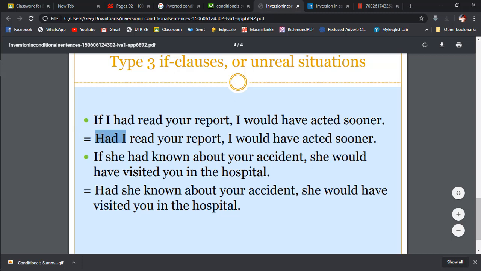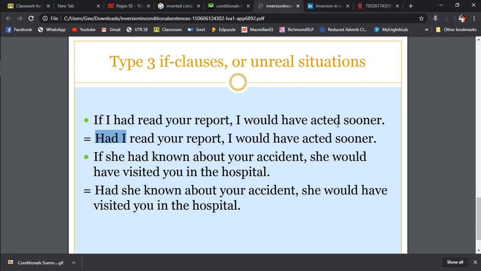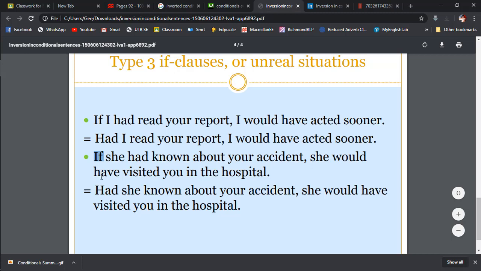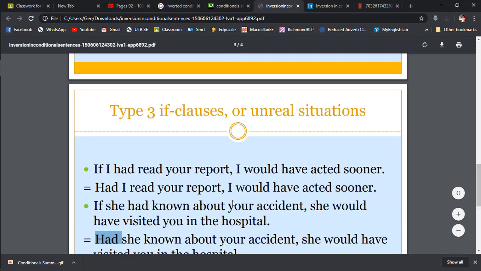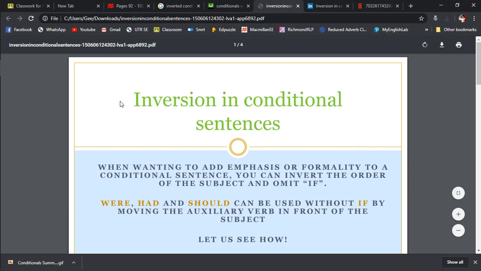If she had known about your accident, she would have visited you in the hospital. So look right here, no if. We use had. Had she known about your accident, she would have visited you in the hospital. Yeah. So this is inversion in conditional sentences.